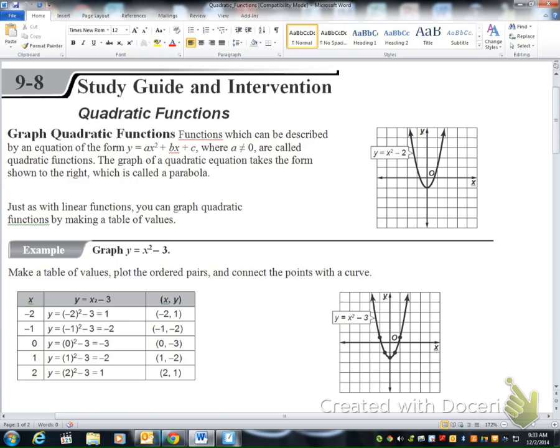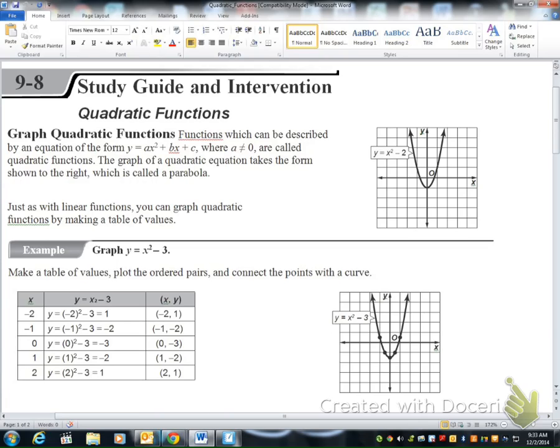Now, sometimes they can open wider, sometimes they're narrower. Like I said, they can be pointing downwards or upwards or to the left or to the right, depending on what we do to the formula. But they're all going to have that basic shape, and they're all going to have this basic equation. Y equals ax squared plus bx plus c, where a can't be 0. In other words, there has to be an x squared term.